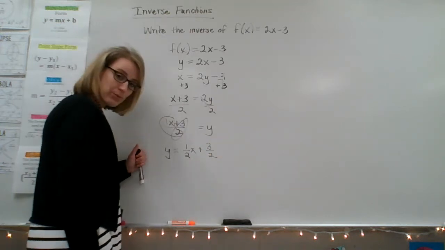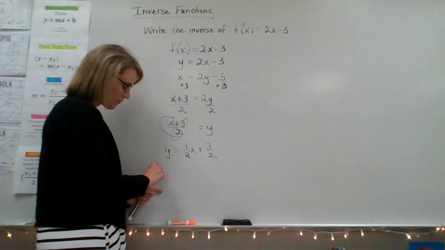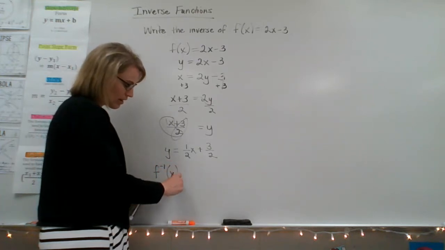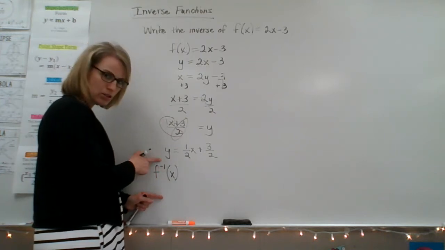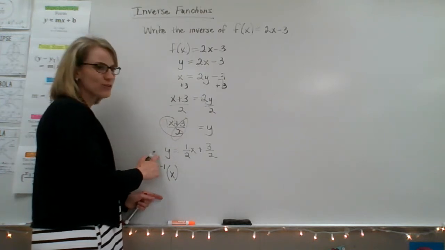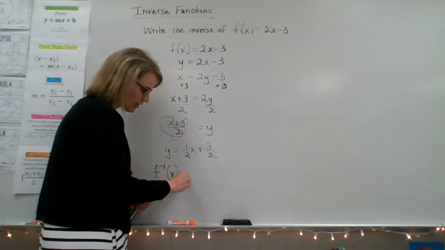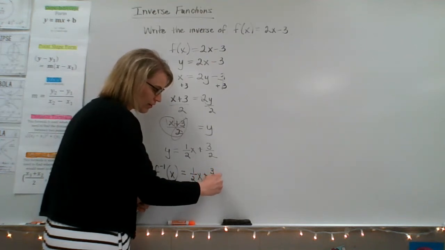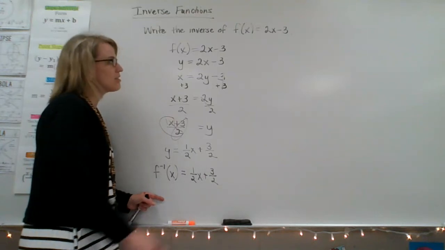The final step would be just to change our new y to the new notation that indicates this is the inverse function we found. That notation looks like the function notation with a -1 exponent. This is a universal way to indicate the inverse of the original function. And it is equal to 1/2 x plus 3/2. Okay? That was not too bad. All right. Let's do one more.